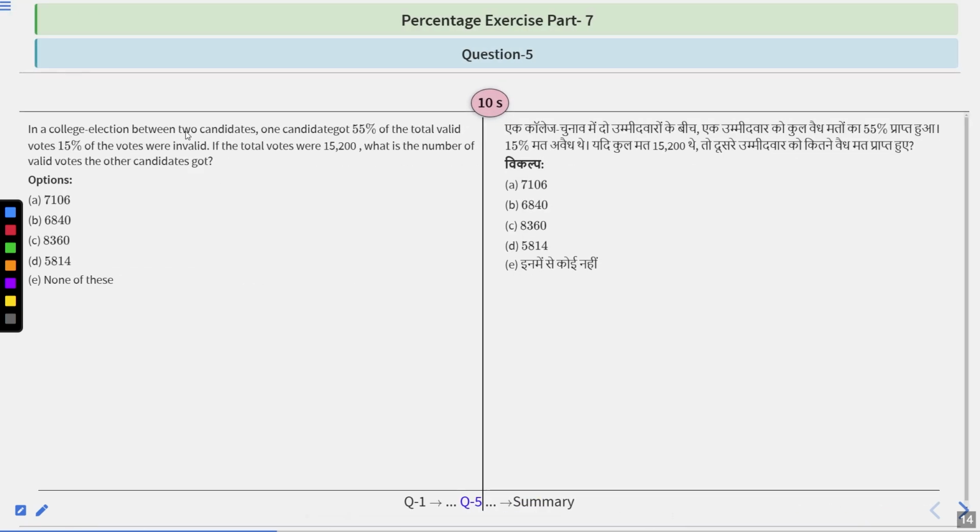In a college election between two candidates, one candidate got 55% of the total valid votes. 15% of the votes were invalid. If the total votes were 15,200, what is the number of valid votes the other candidate got? You have 5 options and 10 seconds to solve this question. Your time starts now.